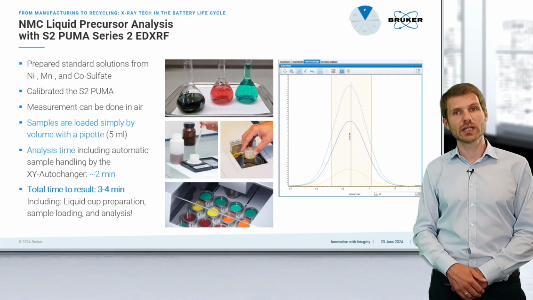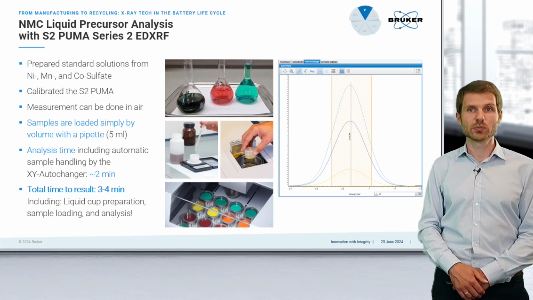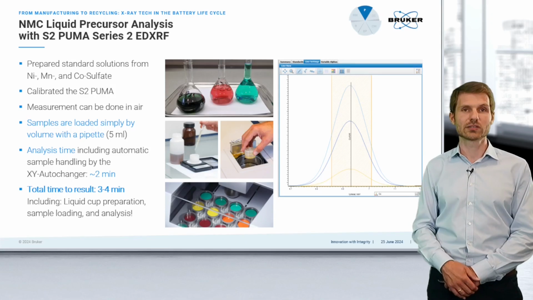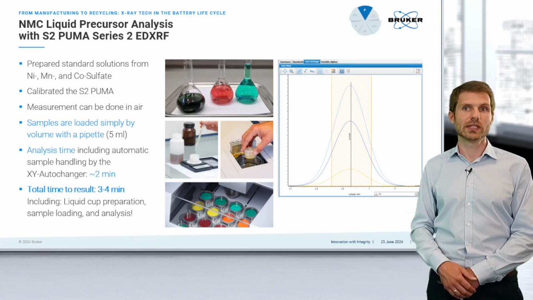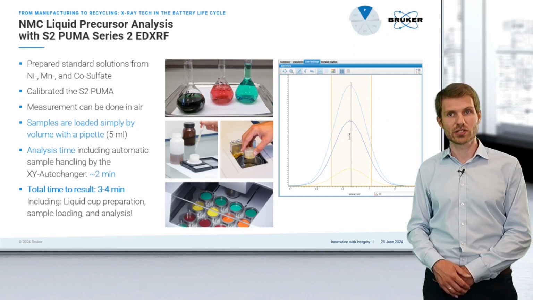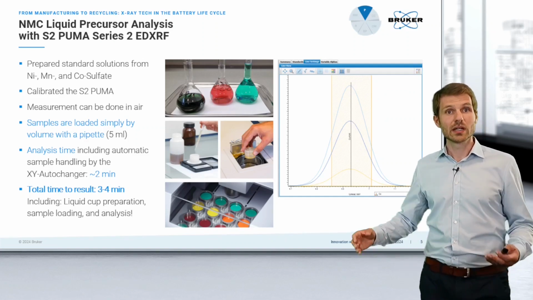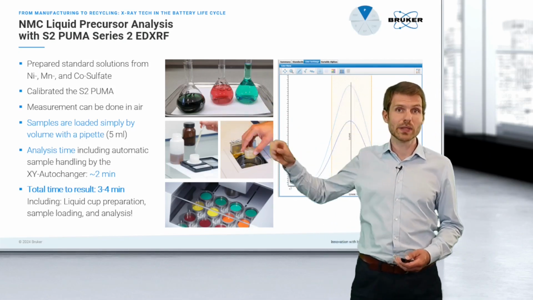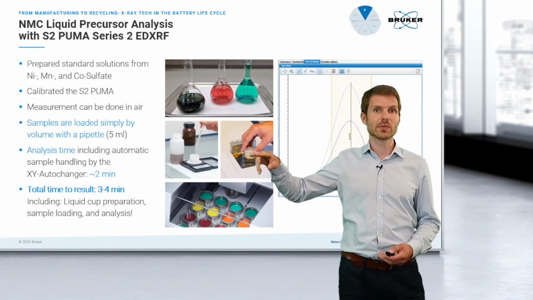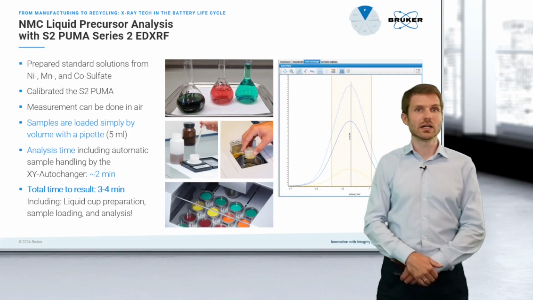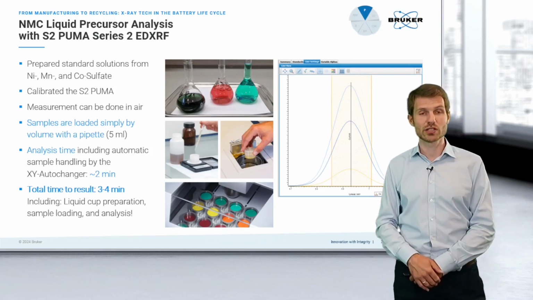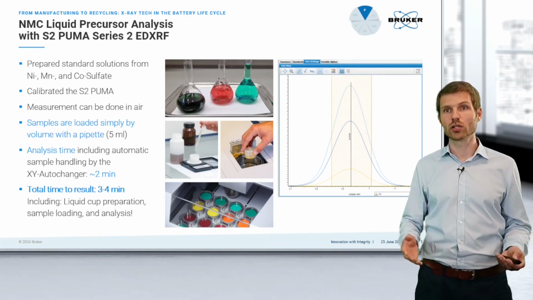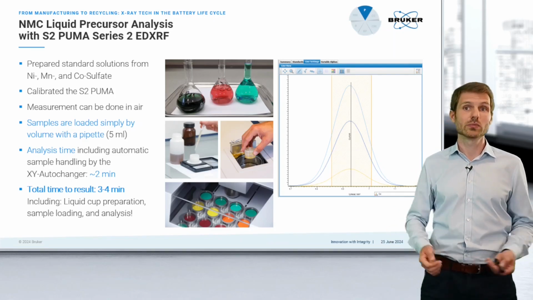In this case, we calibrated our energy dispersive system, the S2 Puma Series 2, with sulfate solutions, so nickel, manganese, cobalt. And then we basically tested the calibration with a repeatability test. What you need to know is we measure that in air mode. We simply pipette the material into a liquid cup, as shown here, and then we load it into the instrument. It can also be handled, of course, by an auto changer, auto loader. Overall, the time to result here is, depending on how fast you are with the preparation, between 3 and 4 minutes.